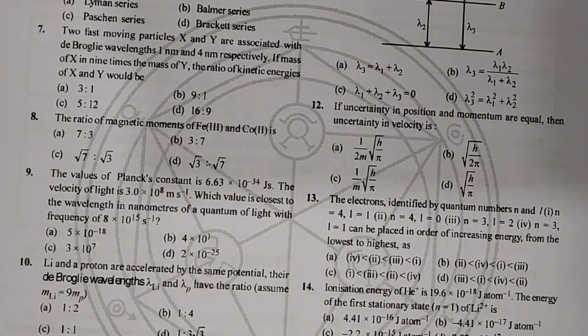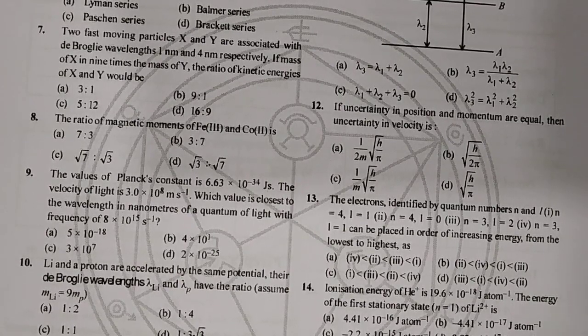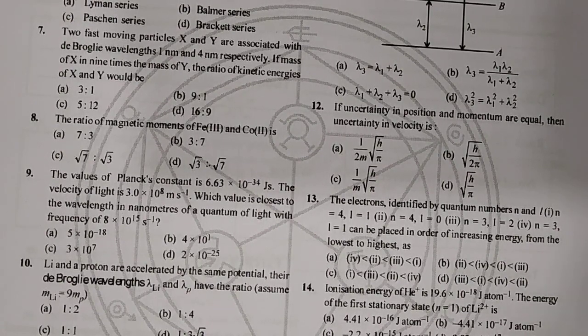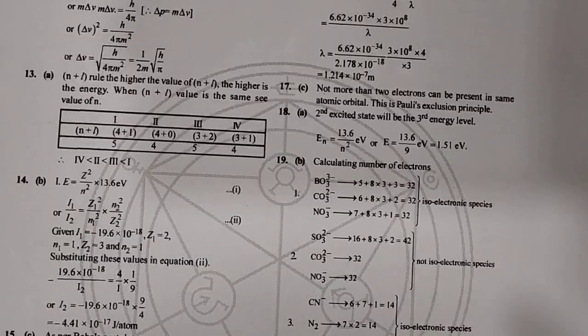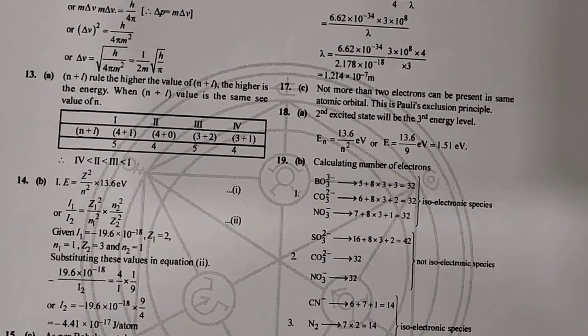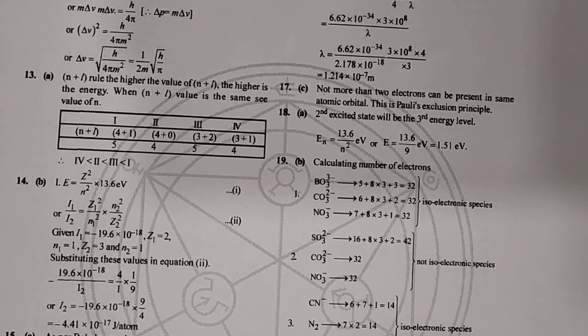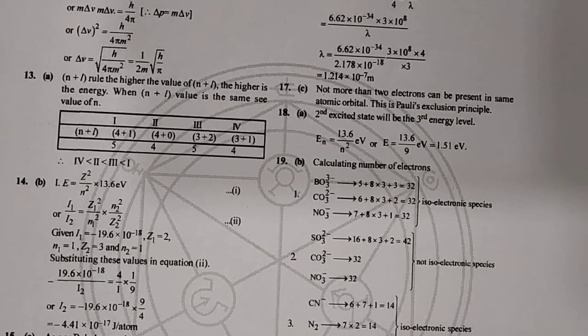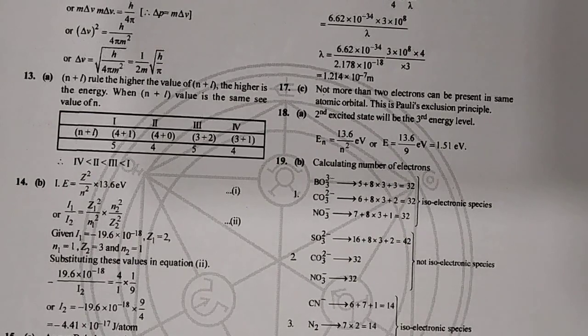क्वेश्चन नंबर 13. आपको क्वांटम नंबर के बेसिस के ऊपर 4 ऑप्शन दिए हुए हैं. नाउ ढूंढना क्या है? ऑर्डर ऑफ इंक्रीजिंग द एनर्जी फ्रॉम द लोएस्ट टू हाईएस्ट. सो n plus l रूल फॉलो कीजिए. अकॉर्डिंग टू दैट first having 4 plus 1 is 5, second having 4 plus 0 is 4, third having 3 plus 2 is equal to 5 and fourth having 3 plus 1 is equal to 4. So your order is 4 is less than 2 is less than 3 is less than 1. That is A Ahmedabad is your right answer.